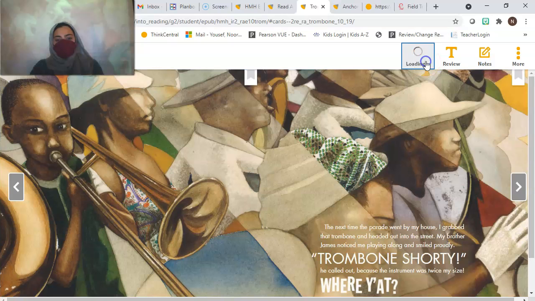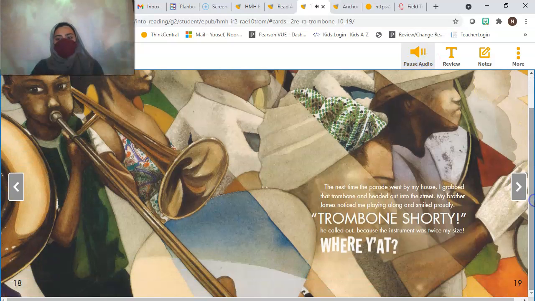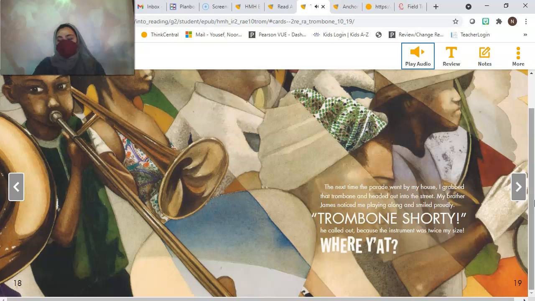All right, let's read. The next time the parade went by my house, I grabbed that trombone and headed out into the street. My brother James noticed me playing along and smiled proudly. "Trombone Shorty," he called out, because the instrument was twice my size. "Where ya at?"